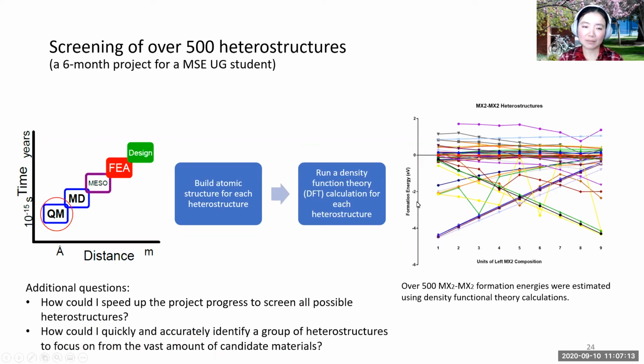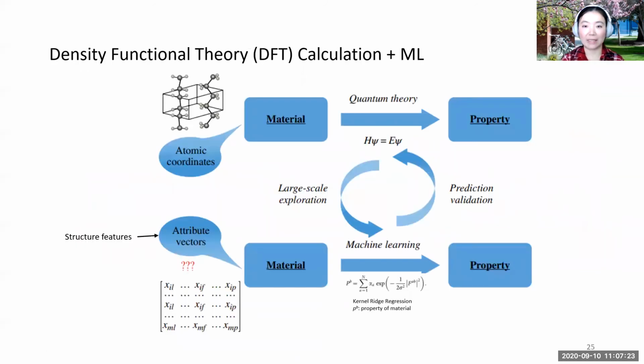So that made me think, okay, probably I need some new methods. And so we think about machine learning. This is a figure to show the comparison and how we can combine the density functional theory calculation, which we use to calculate the formation energy, with machine learning.